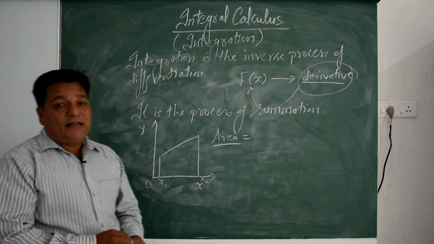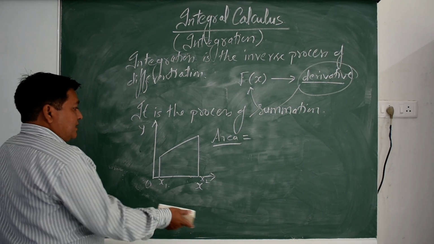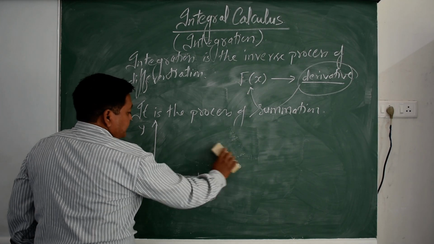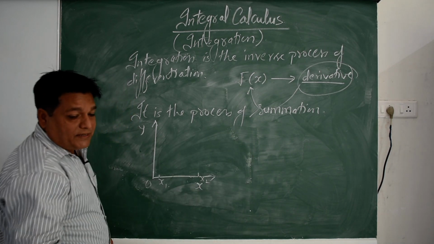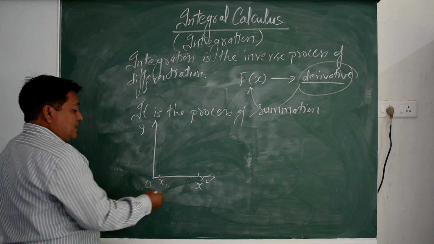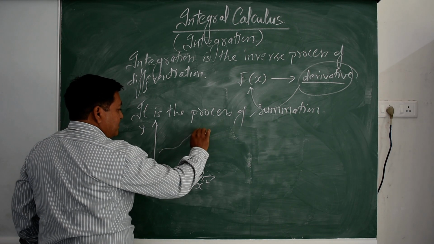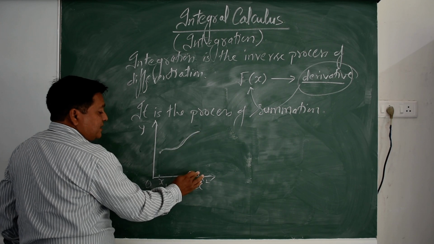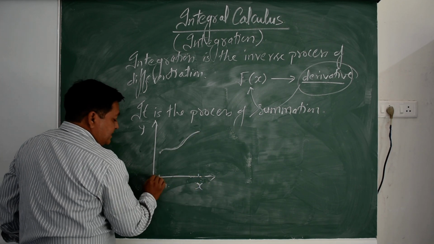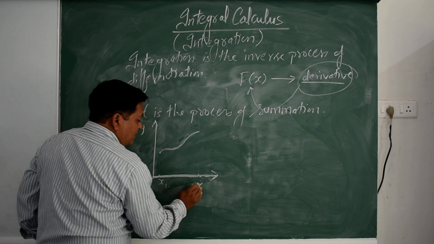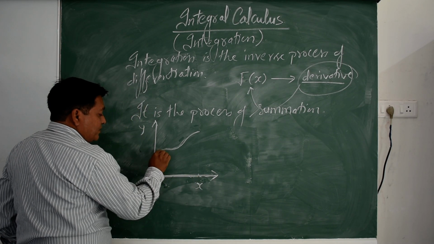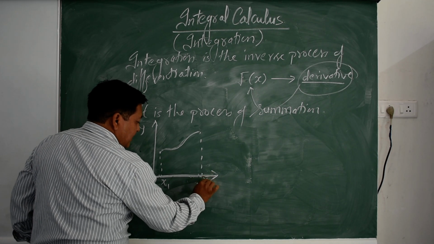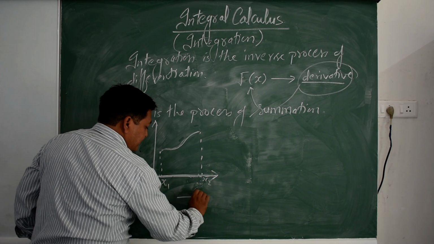Suppose such a type of graph is given to us, and a curved line is given to us here. If we are asked to determine the area under this curve in this particular condition, then what do we do? This is supposed to be the limit x1 and this is supposed to be x2.